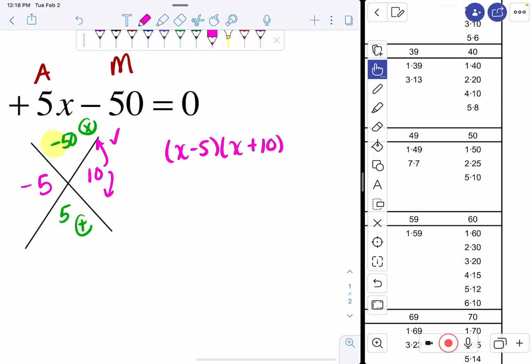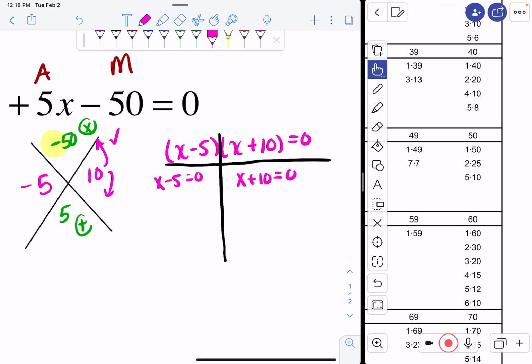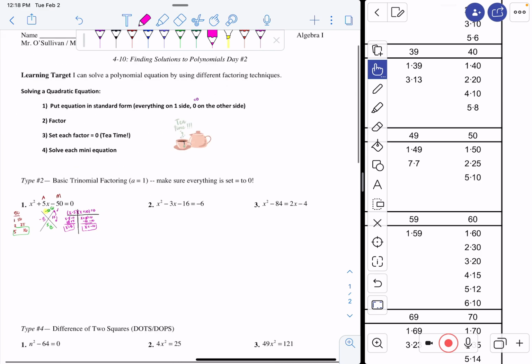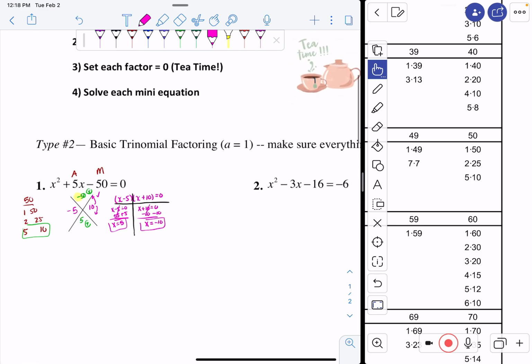And now I'm going to set these factors equal to 0 by using T time. And how T time works is I just draw a T in between my two factors, and I set both of these factors equal to 0. So I have x minus 5 equals 0, x plus 10 equals 0. How do I get rid of a minus 5? I add 5. Add 5, add 5. Boom, I get x equals 5. How do I get rid of my plus 10? I subtract 10. 0 minus 10 is negative 10. That's your final answer. x equals 5 and x equals negative 10.